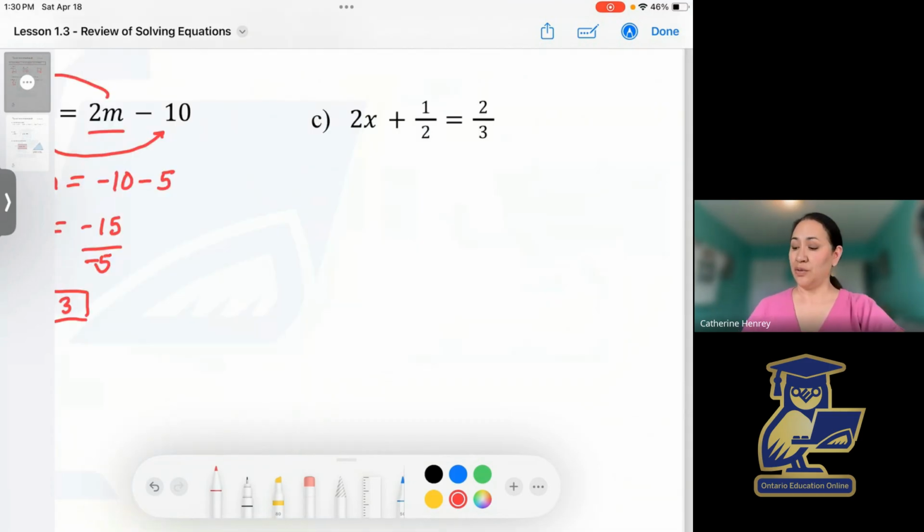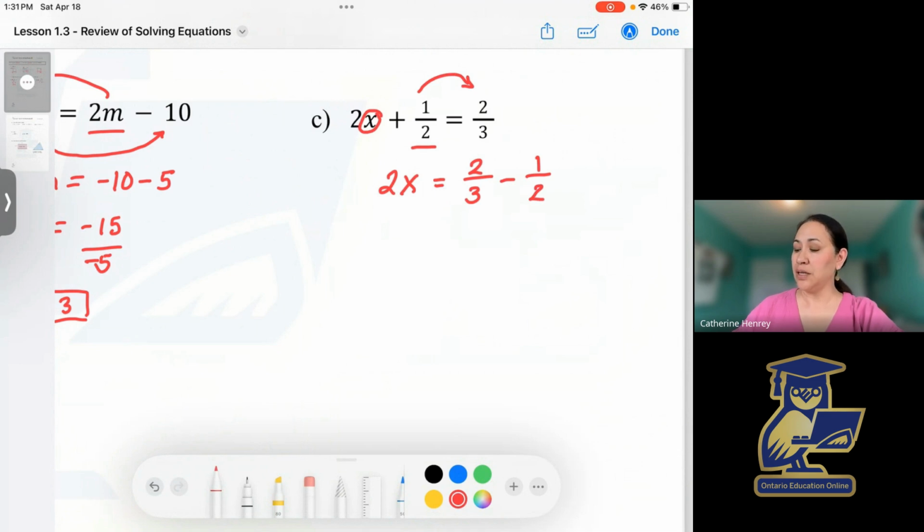So here we are dealing with fractions, still trying to isolate x, but what we want to do is get rid of this fraction. So let's just start by moving it over. We're going to move it over from the left to the right side. So we'll have 2x equals 2 over 3. It was a positive 1/2, so it's becoming a negative 1/2.